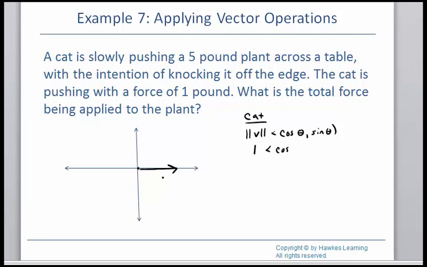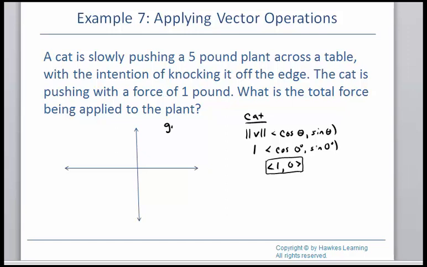All right, what is our angle? Well, if this is the direction that the cat is pushing the plant, then he's pushing it with an angle of 0 degrees. And so if I calculate this on my calculator, I'm going to do 1 times cosine 0, which gives me 1. And then I'm going to do 1 times sine 0, which gives me 0. And so this is the component form of the vector that shows what is happening when the cat pushes that plant across the table.